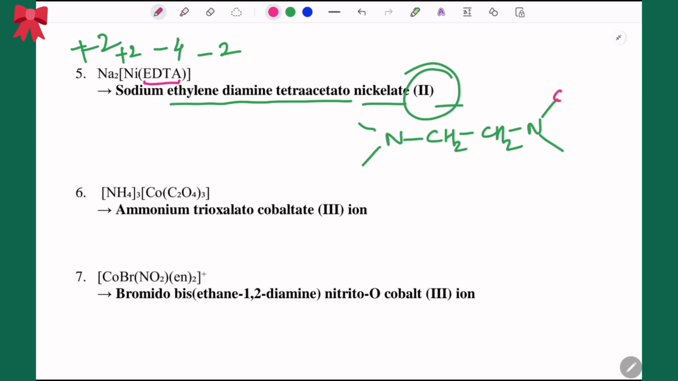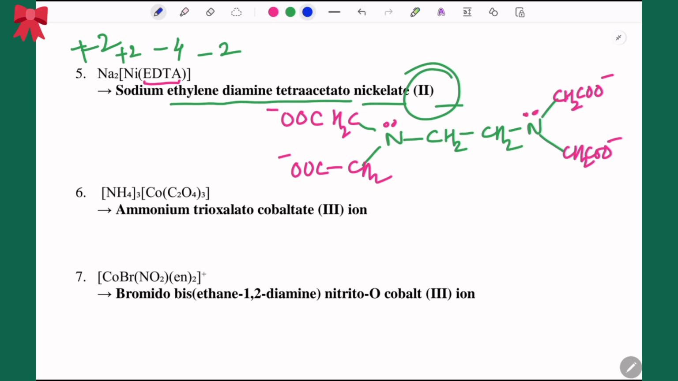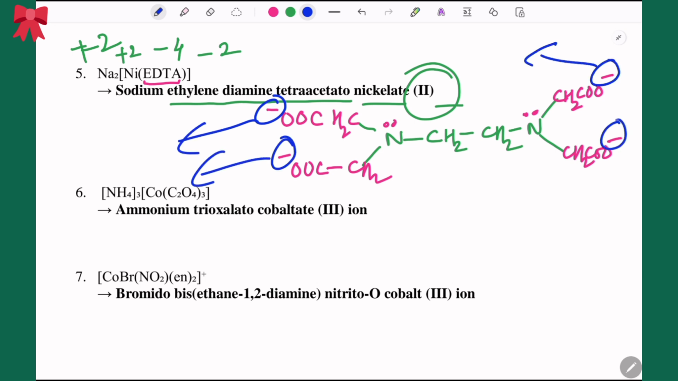So what you have to draw is 4 times acetate. So CH2COO minus, you will start drawing it on all the 4 sides. Okay, and after that the lone pairs are also there. So the donor sites are number 1, number 2, number 3, number 4, number 5, number 6. They might ask you this in exam.